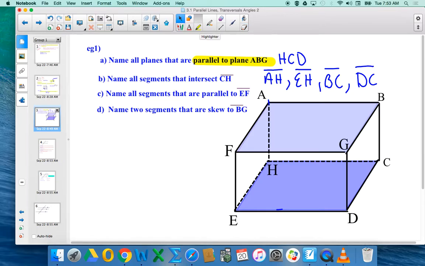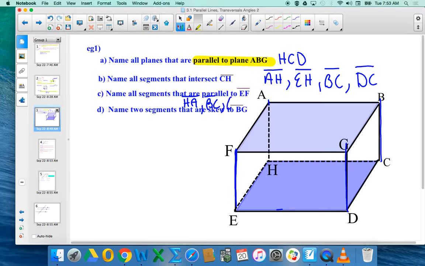Name all the segments that are parallel to EF. We have EF. HA, good. Segment HA, what else? DC. Say that again. BC. DC. BC, got it. And then GD.